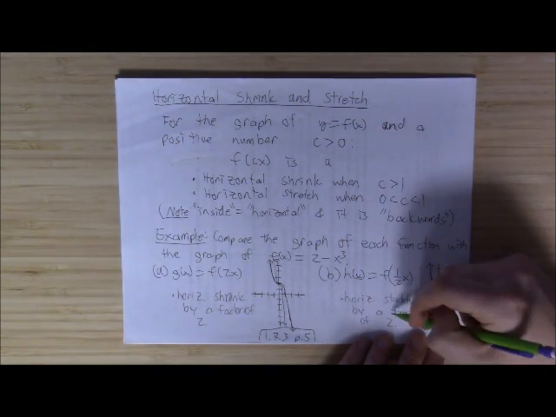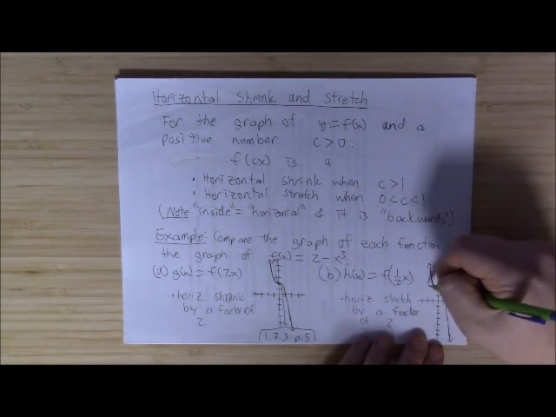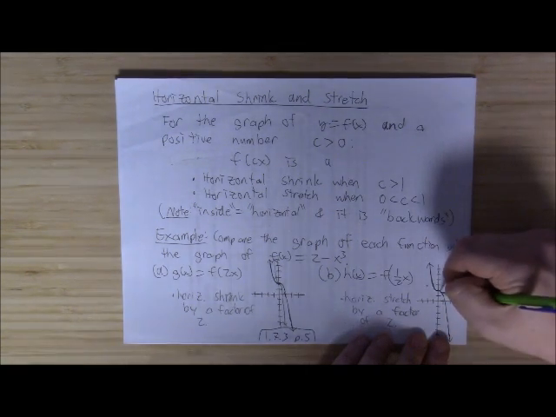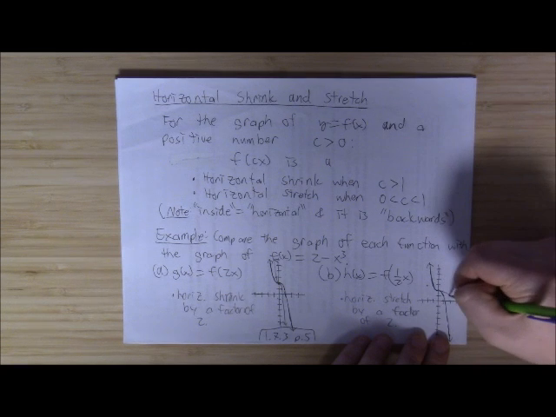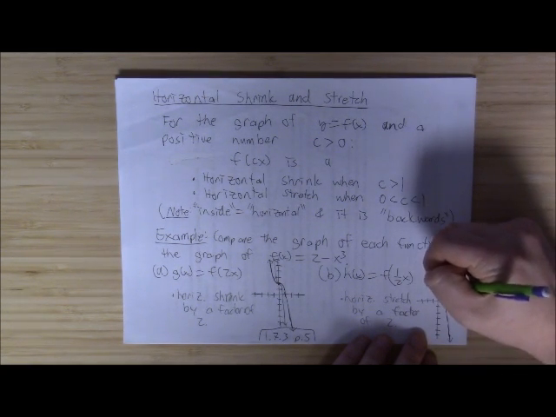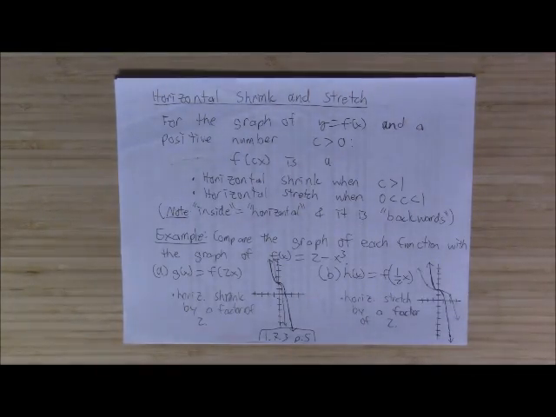So what does that mean? What that means is we're actually stretching it. So 1 gets sent out to 2. This 1 gets sent out to 2. 0 stays put. And so what we have is we get something like this. This really spread out function.